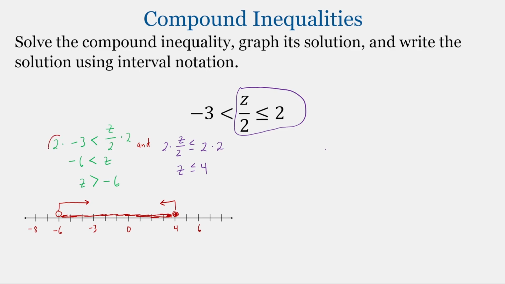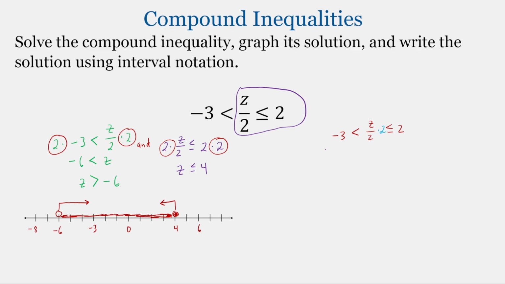Did you notice that we solved both of these inequalities using the same operation? We multiplied by 2 both times. So there is another way of solving this problem. So we have -3 less than z/2 less than or equal to 2. So you do not have to split this up into two inequalities. So to get the z by itself, we need to multiply by 2.